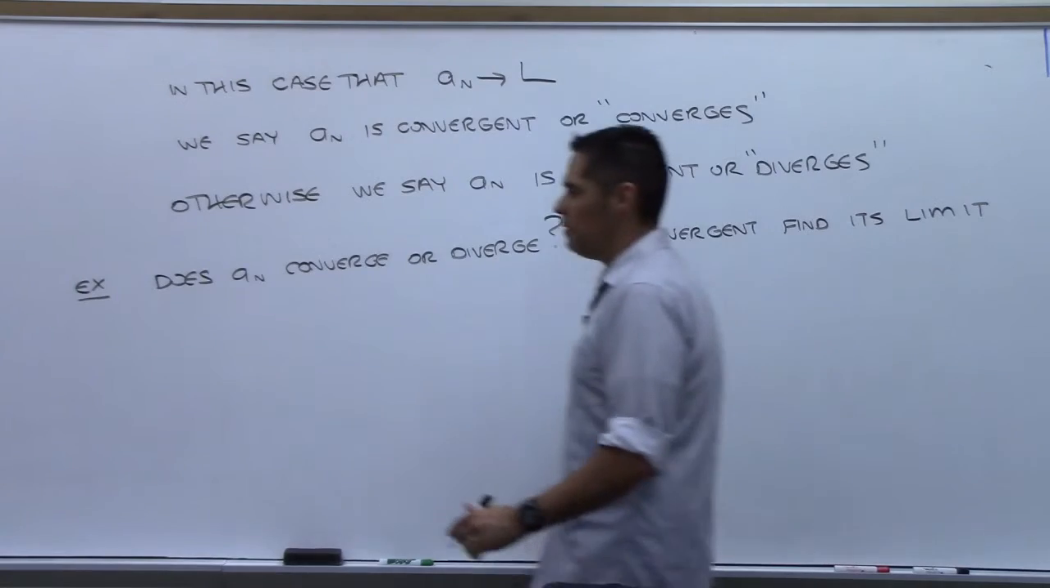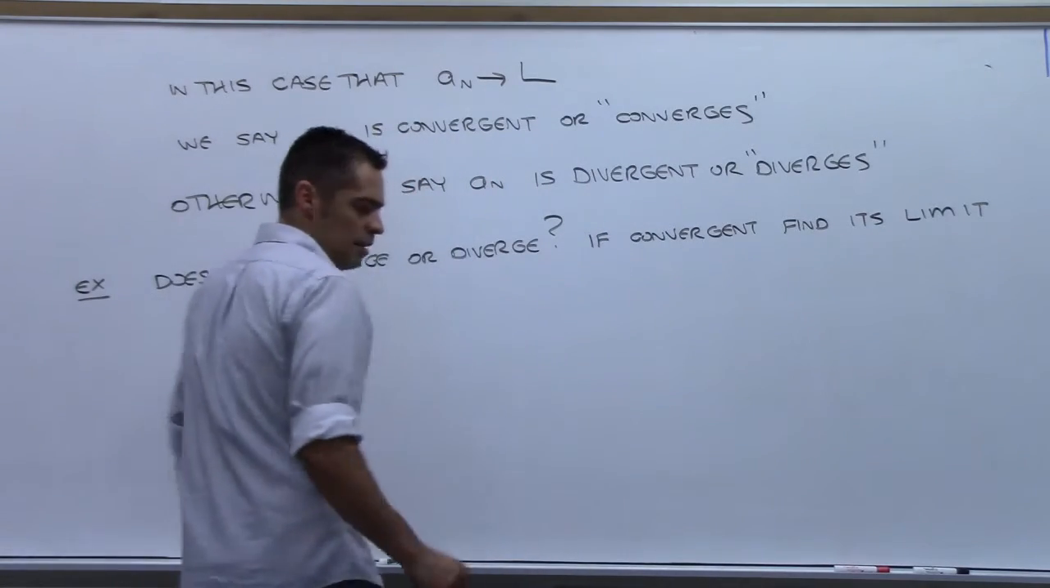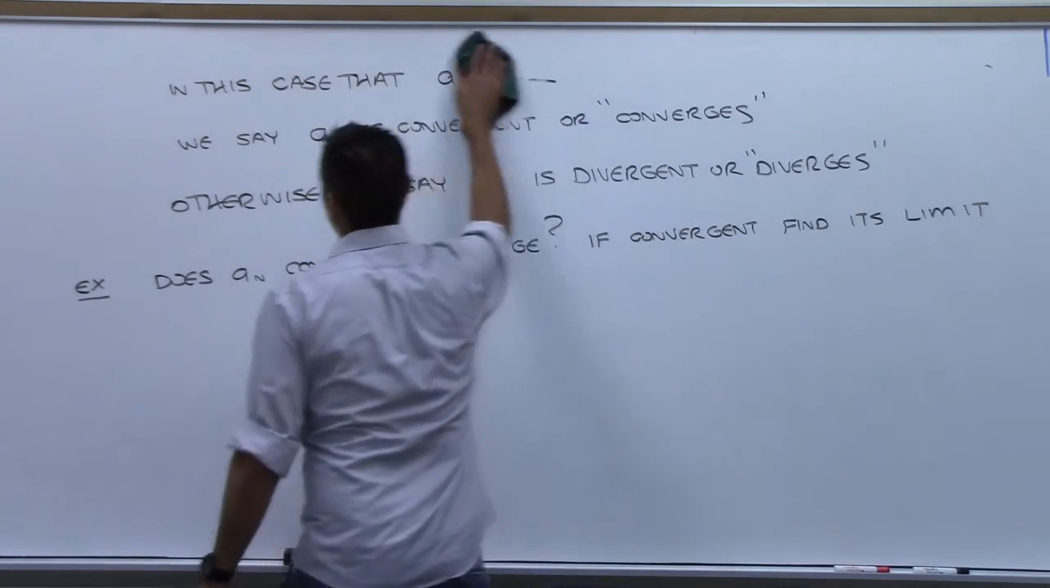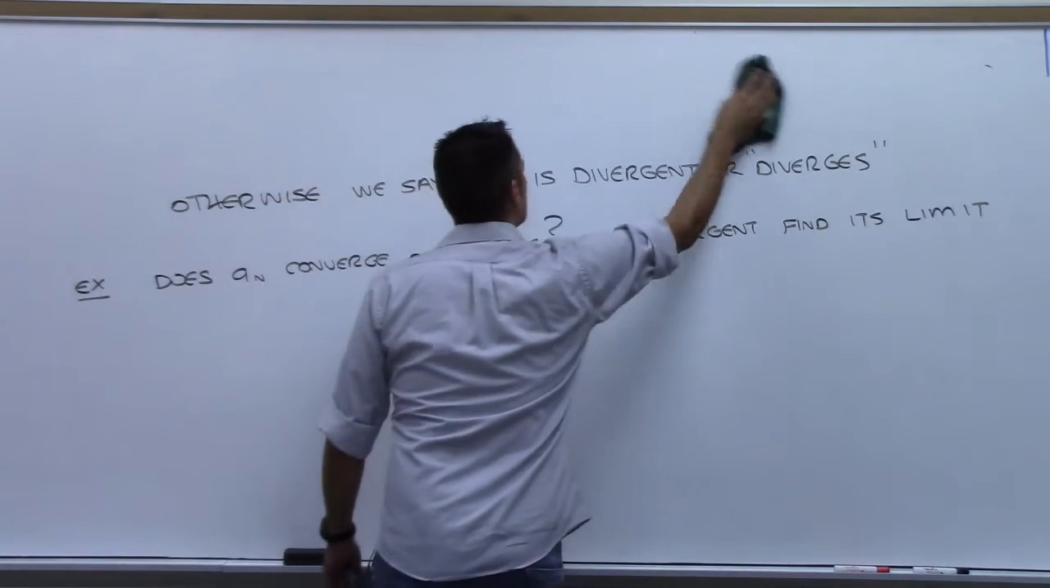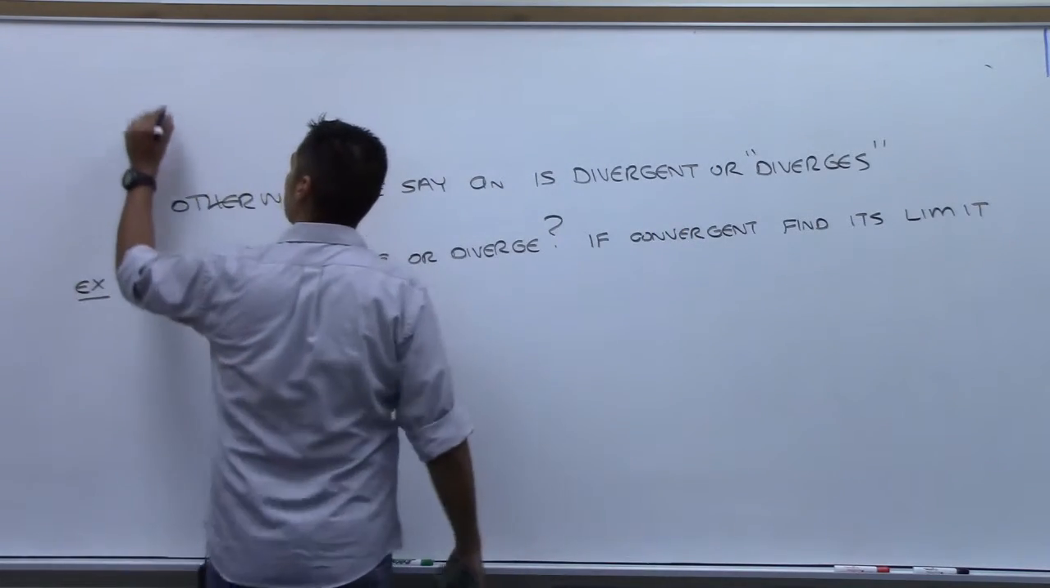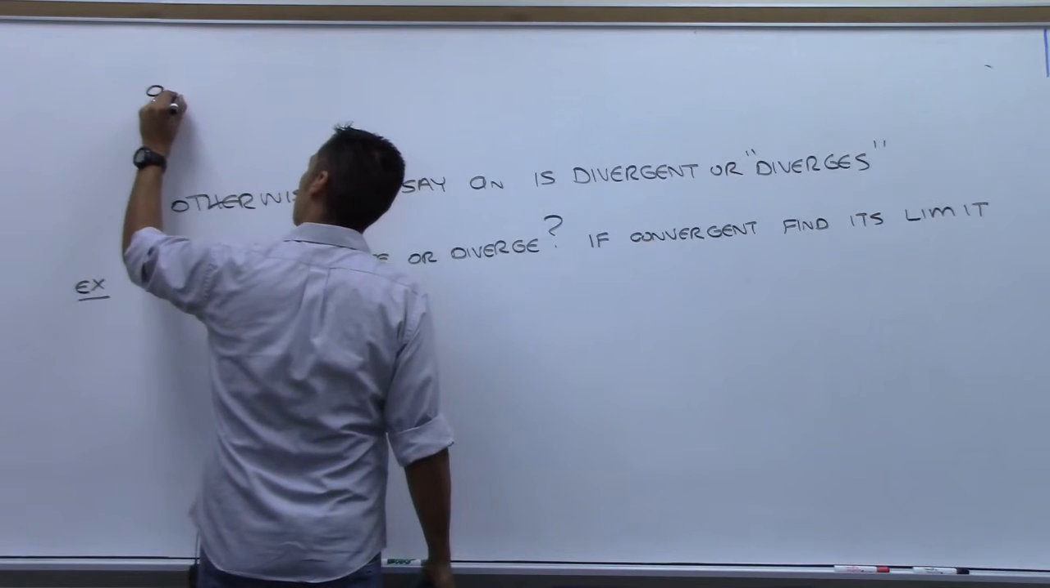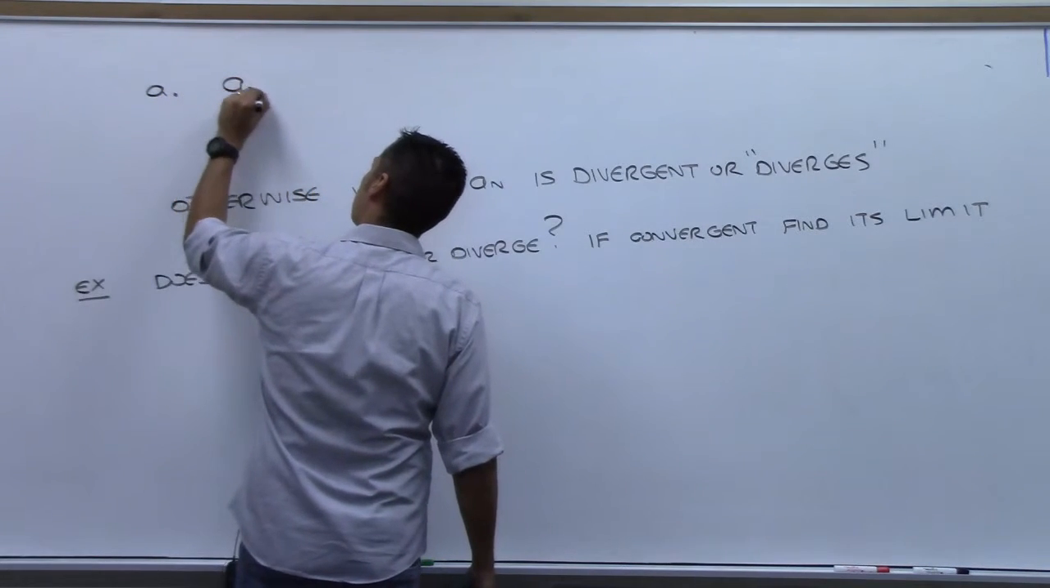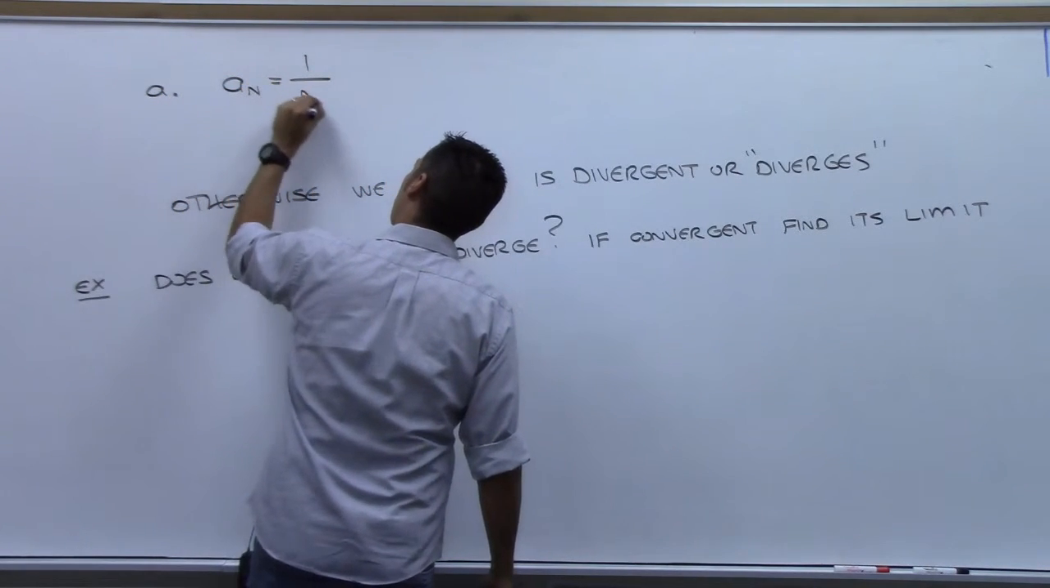Here we go. You ready for some examples? All right. I have to give you a sequence first, right? So how about this one? We'll start out with a nice one. First example, I'll call example A. Let's see. A sub n equals 1 over n.